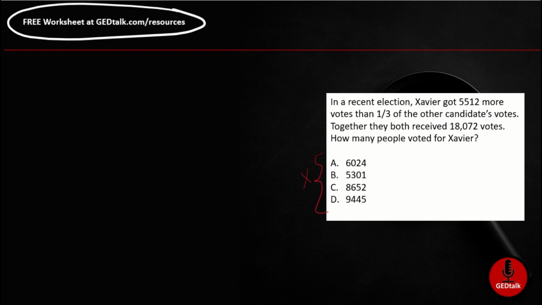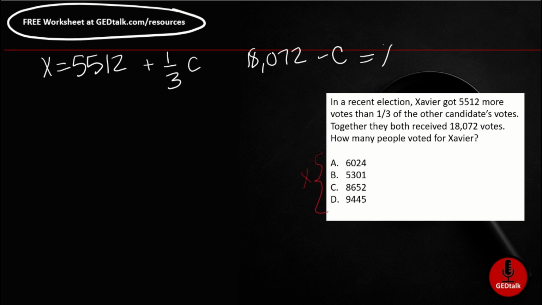So for example, we're told in this first line that Javier got 5,512 more votes than 1/3 of the other candidates. And I'm going to use C as the other candidate. We also know that together they got 18,072 votes, but 18,072 votes minus the candidates will also give us the number of votes Javier got. So as you can see, we have these two different formulas that can tell us how much Javier is getting as far as the votes, but it's in relation to the other candidate.